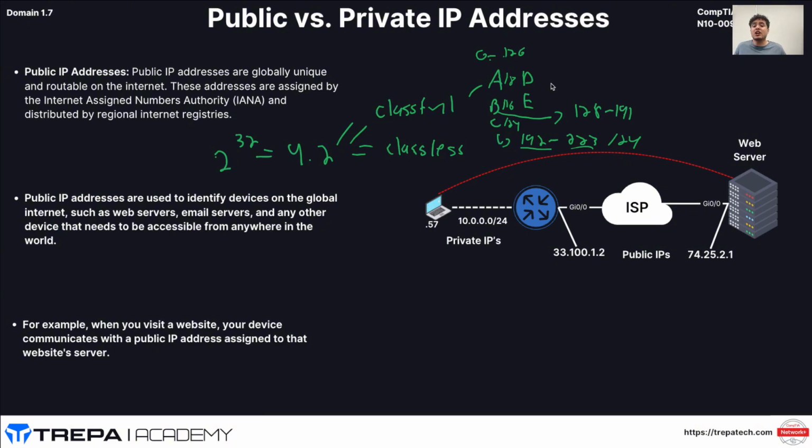We said, well, that's not good enough. So then we came up with classless. With classless, we said it doesn't matter, and this is where variable length subnet mask came in as well. You can have this, and it can be a /28. Cool. That helped us out a little bit. But still in the late 90s, we said that's still not good enough. We're still going to run out of IPv4 space before even Y2K.